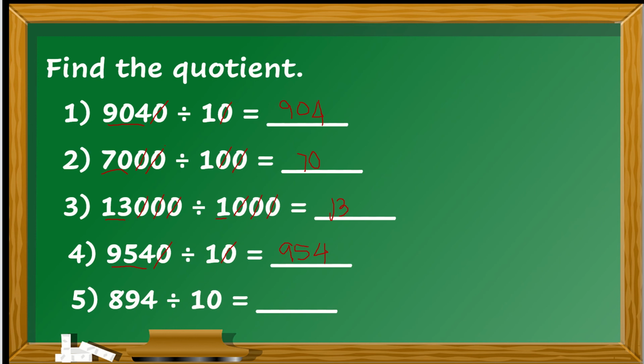Next, last number. 894 divided by 10. Meron siyang isang 0. Ngunit dito ay walang 0. 4 lang. Can we cancel 4? Yes, we can cancel 4. Di siya 0. Pwede. So, yung natira is 89. Ang gagawin natin ay 89. Remainder 4. Ito na yung susunod nating lesson.